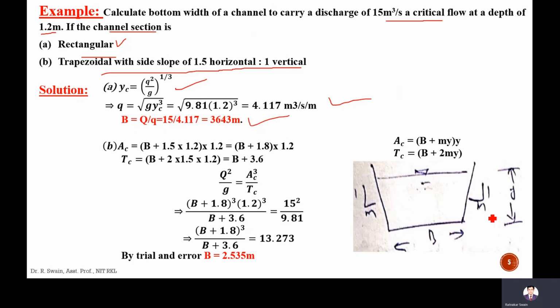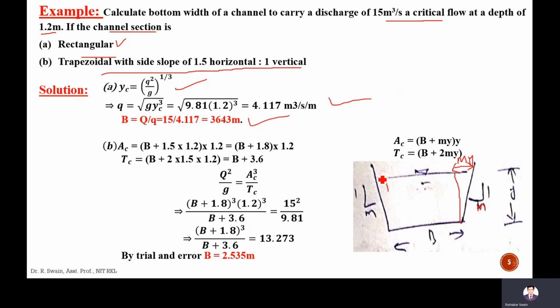For this trapezoidal section, it is saying 1.5 horizontal to 1 vertical the side slope. Meaning m to 1 is 1.5 to 1. So the area will be, if it is 1.5, this is m. So this horizontal distance will be my, because m horizontal with 1 vertical. So for y vertical, it will be my.